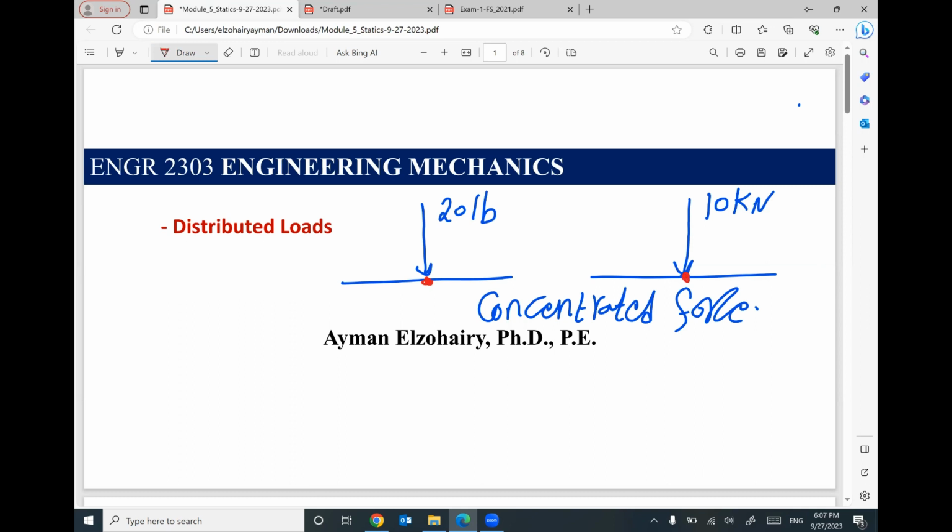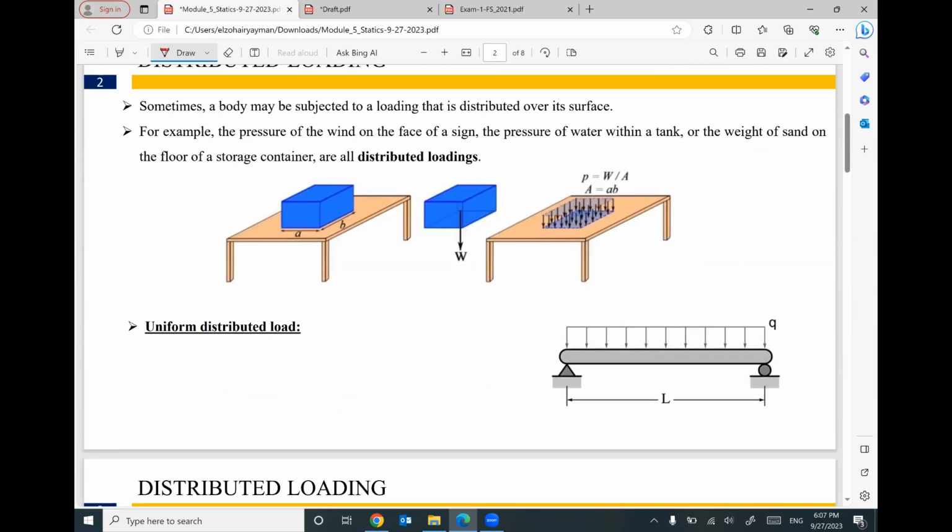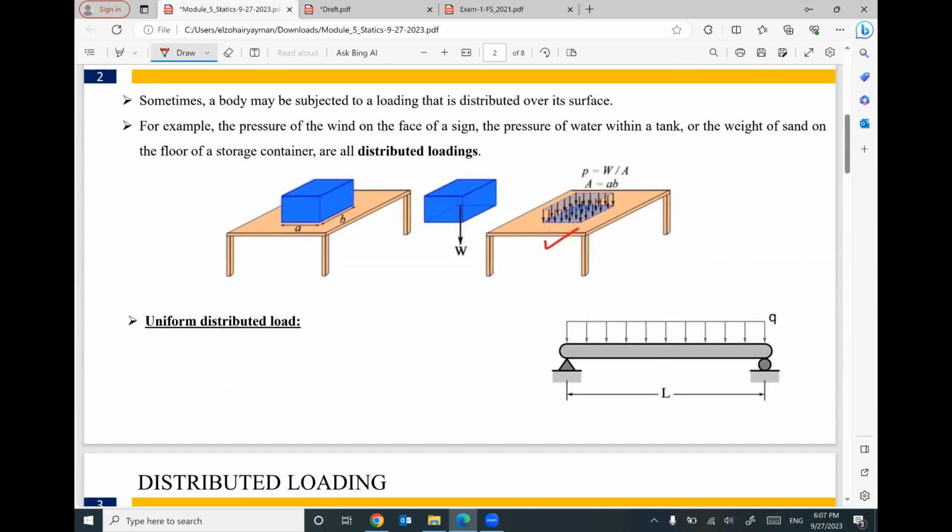Sometimes your force is not concentrated at one point, it's distributed. And this load looks like this shape. We have a body box like this one. This box is rested on the table. So this box is not just rested on a point, it rested on an area. So the load which is coming from this box on the table is distributed, not concentrated. That makes sense? This is the idea of distributed load.